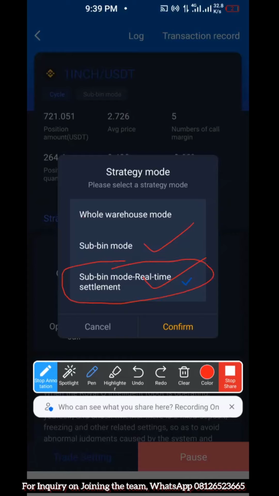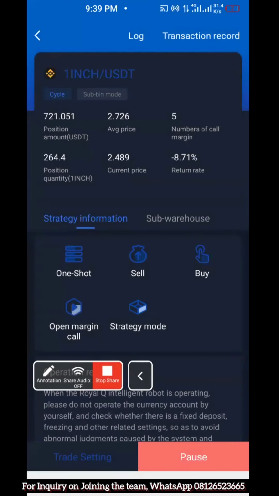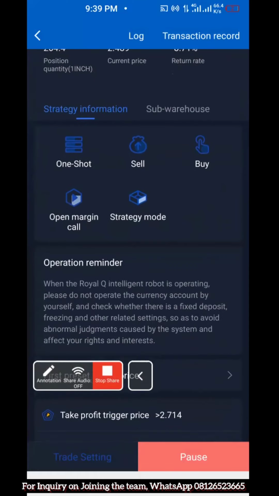So if you are running from the first to fourth margin, all warehouse mode is for you. If you want to run bigger margins, please, by all means, use any of these two. So if you have any questions regarding that, please put it down as well. So I think I've been able to touch every aspect of this.